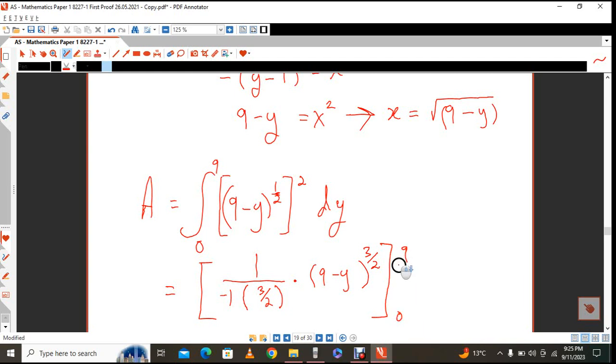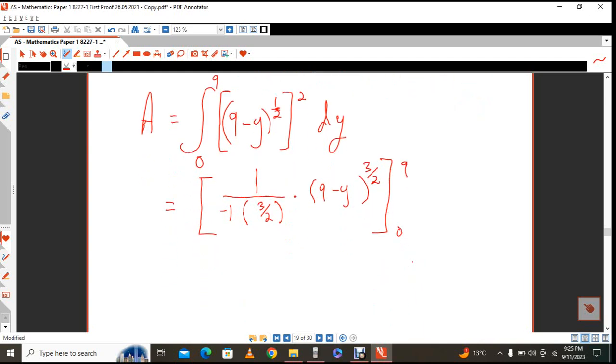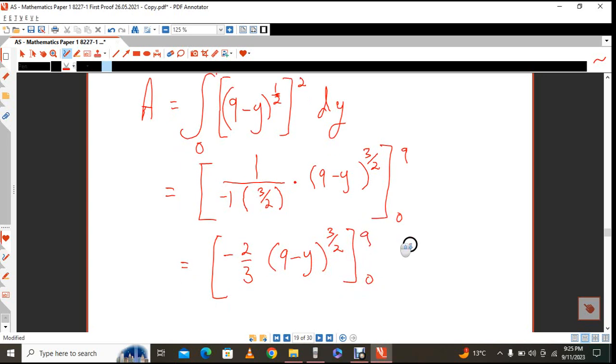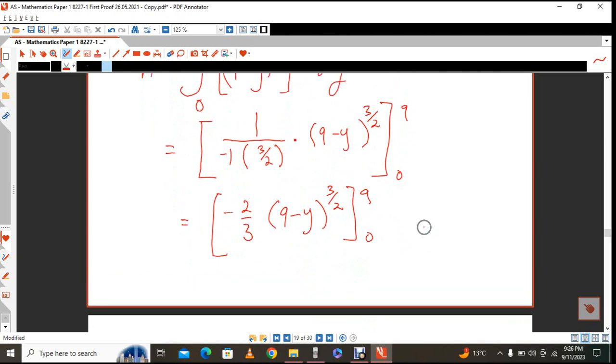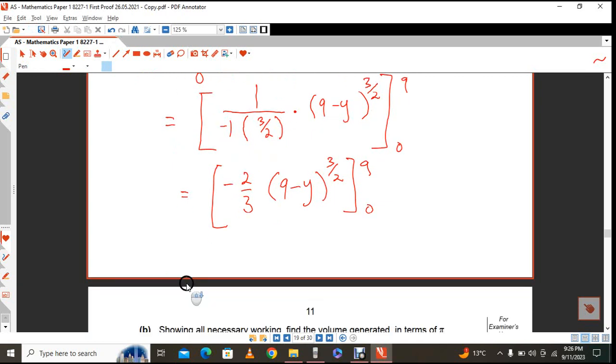So let's just clean it up a little bit. And if you do clean this up, of course, this whole business over here is nothing but negative 2 over 3. Okay, that is what that is going to give you. And obviously, if you then take 9 minus y raised to that power from 0 to 9. Okay, so now we're just going to insert our values. So you can already see that this is taking quite longer than usual, and I would suggest that maybe you go for the one that is a bit easier.